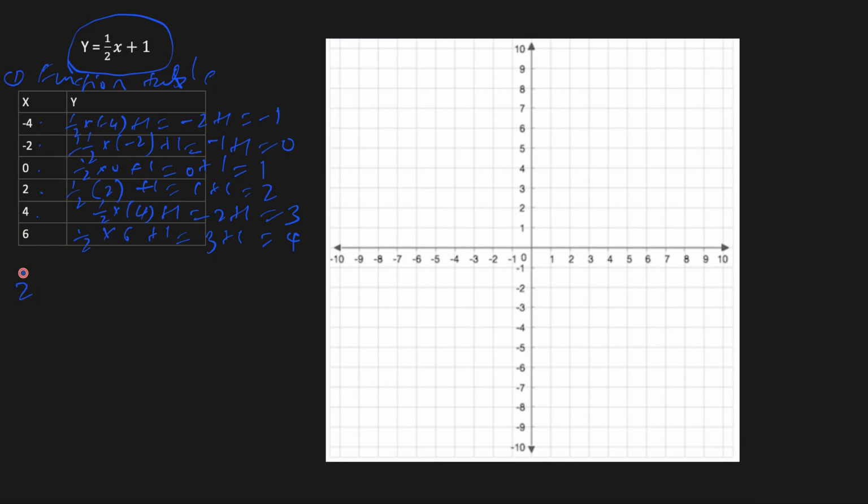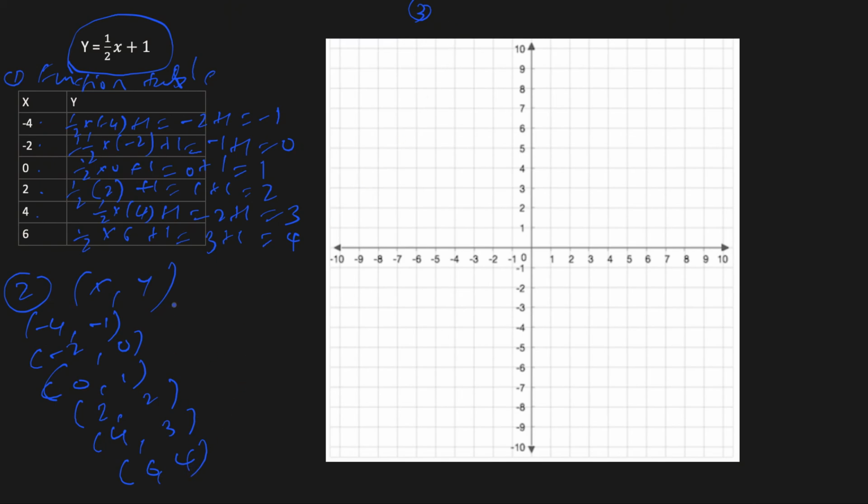Now the second step is listing all our xy coordinates. So we get minus 4 comma minus 1, which is here. Then we have minus 2 comma 0. Then we have 0 comma 1. Then we have 2 comma 2, then 4 comma 3, and then 6 comma 4.